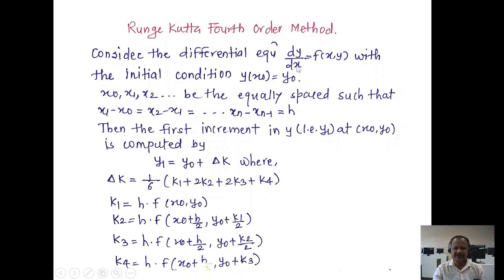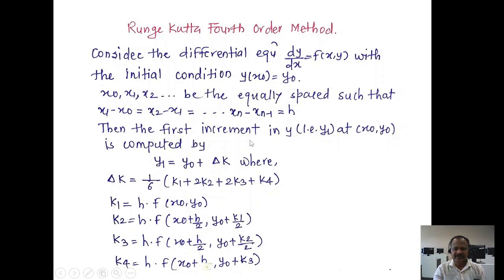So the differential equation dy by dx is equal to f of x comma y with the initial condition given y of x0 is equal to y0. Let x0, x1, x2 be equally spaced such that x1 minus x0 is equal to x2 minus x1 is equal to xn minus xn minus 1 is equal to h. So this difference is denoted by h, it is equally spaced, so the difference x2 minus x1 is the same, and so on. This is denoted by h.